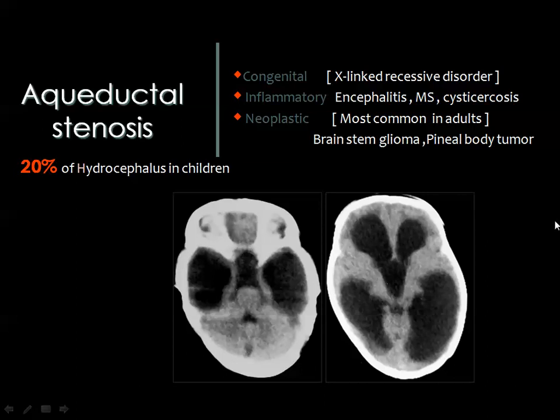Aqueductal stenosis is responsible for about 20% of the causes of hydrocephalus in the pediatric age group. Then how can you diagnose aqueductal stenosis? There should be dilatation of the third ventricle and the lateral ventricles, but the fourth ventricle is good. And here you can see a normal sized fourth ventricle, but the third is dilated and the lateral ventricles are dilated.